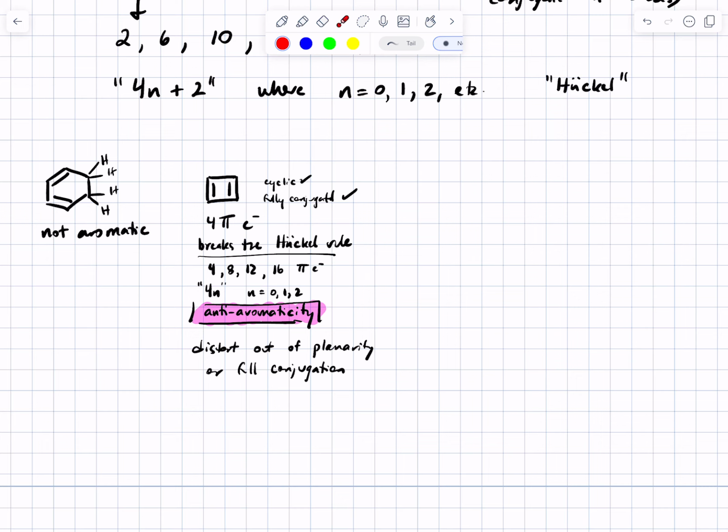Whereas the molecule that's cyclic, fully conjugated, but has the wrong number of pi electrons is anti-aromatic. All right, questions about that?